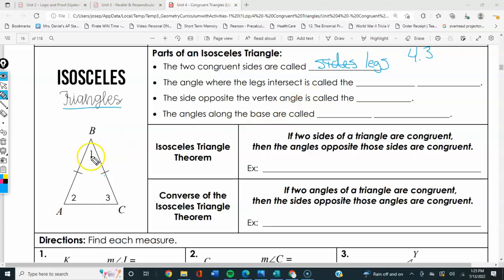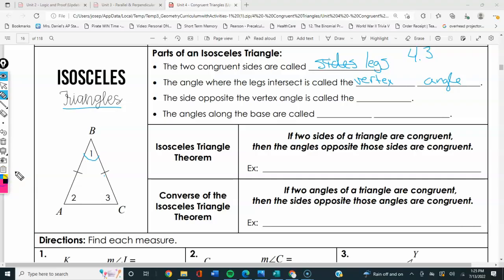Now, the angle where the legs meet, that's your groin. You can pull your groin. No, it's not. That's called the vertex angle. So the angle where they meet, like angle B, is the vertex angle.